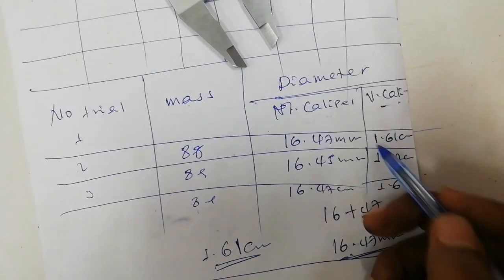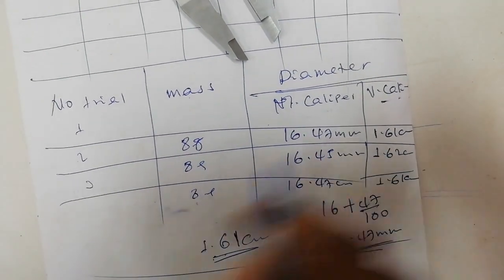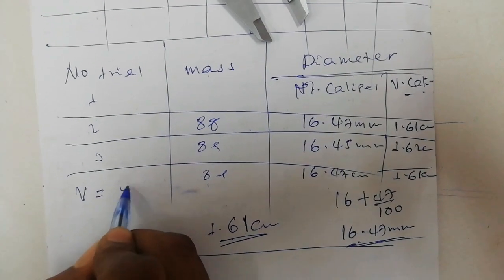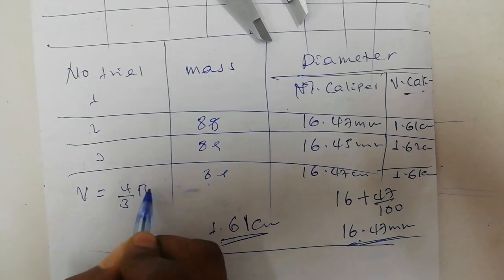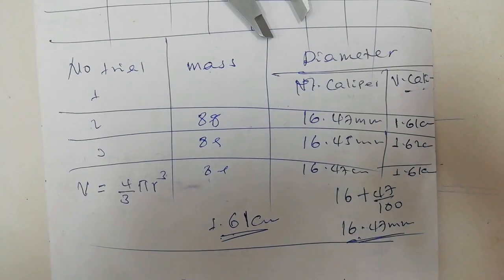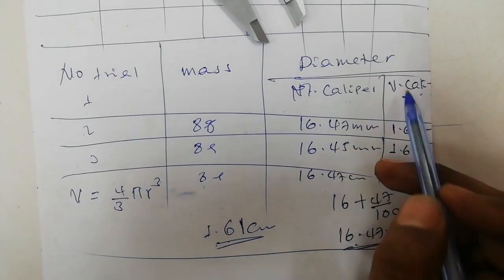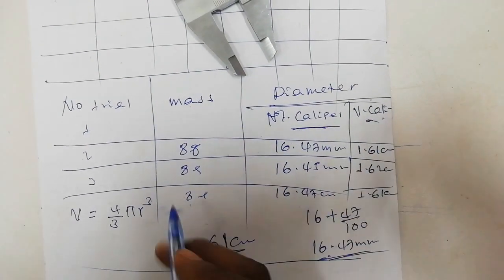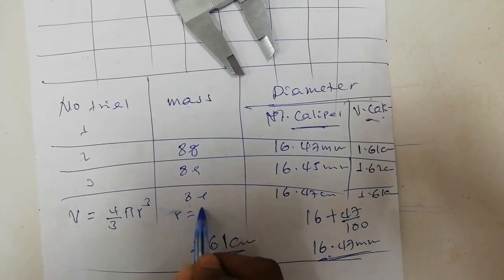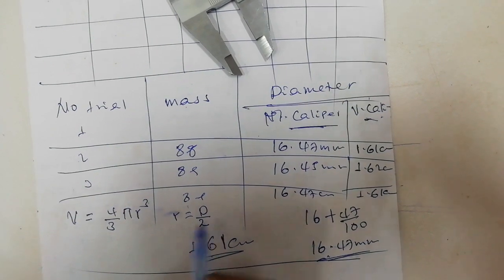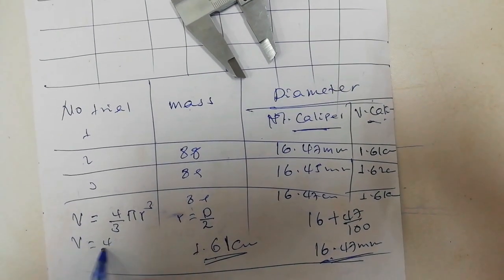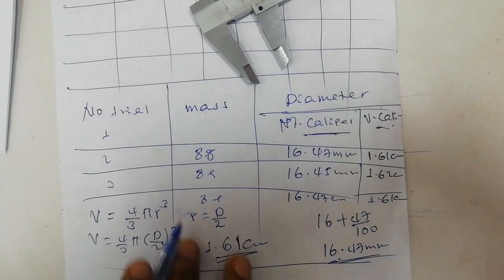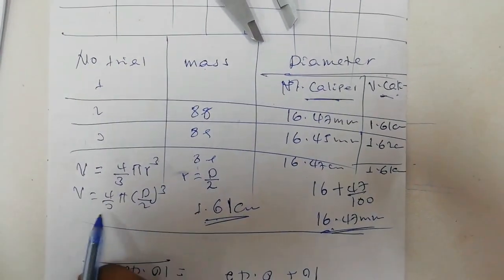For this, the volume is calculated. For a spherical shape, volume is equal to 4 over 3 pi r cubed. From this, we have the diameter using the micrometer caliper and vernier caliper. The radius is equal to diameter over 2, so V is equal to 4 over 3 pi times d over 2, cubed. Using this, you can get the volume.